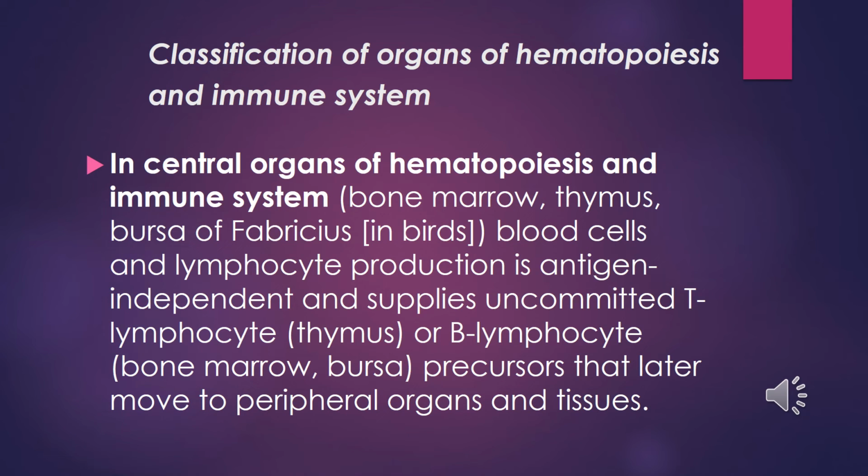Organs of hematopoiesis and the immune system divide into two main groups. Central organs include bone marrow, thymus, and bursa of Fabricius in birds, or aggregates of lymphocytes in the digestive and respiratory systems. Central organs include red bone marrow, which provides the process of hematopoiesis, and thymus. In thymus the process of T-lymphocytopoiesis takes place.